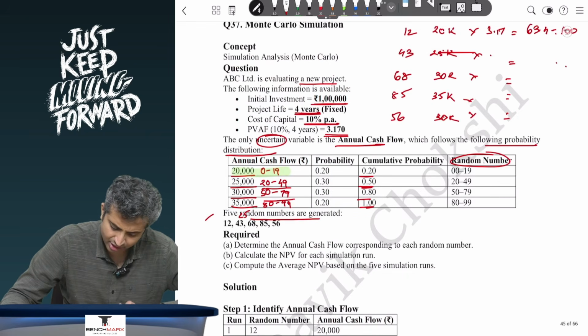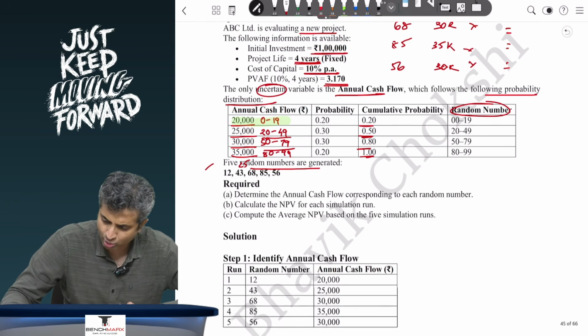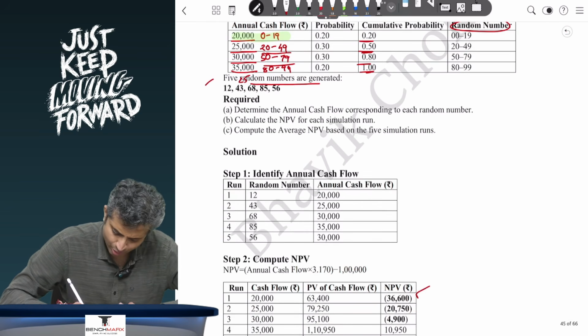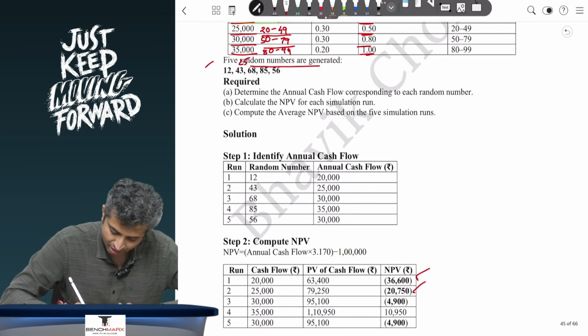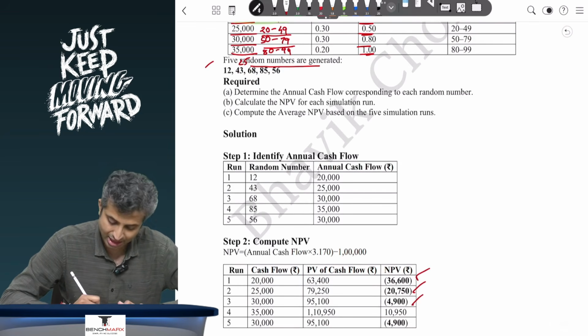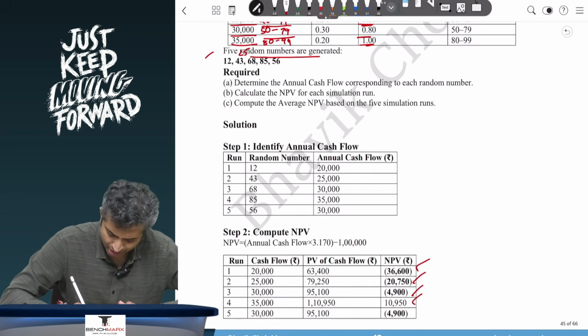Second is, I think, 25,000 into 3.17 minus again 1 lakh. Your NPV comes to a negative 20,750. The third one is 30,000 into 3.17. Still it is 95,100 minus 1 lakh, 4,900 negative, and in 35,000 only will it come to be positive. That is around 10,950, and the last one again is negative.